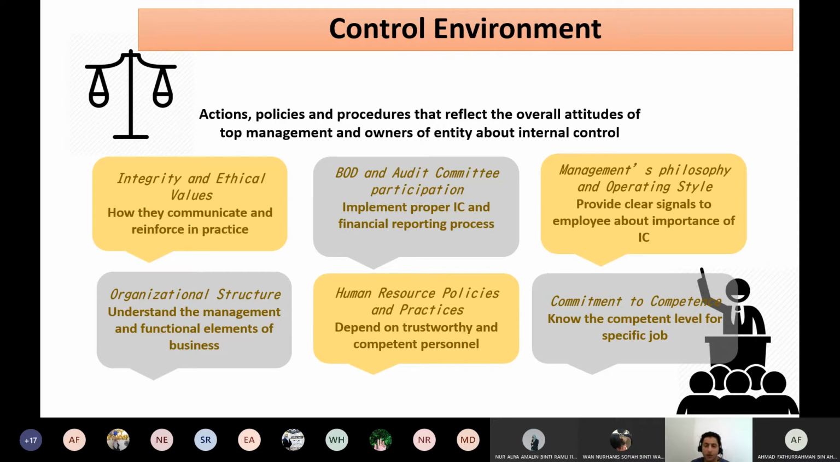Next is human resource policies and practice. This depends on how trustworthy and competent the personnel are. So the company should establish human resource policies and practices that help to control the performance of the staff in terms of the compensation and in terms of the attendance.